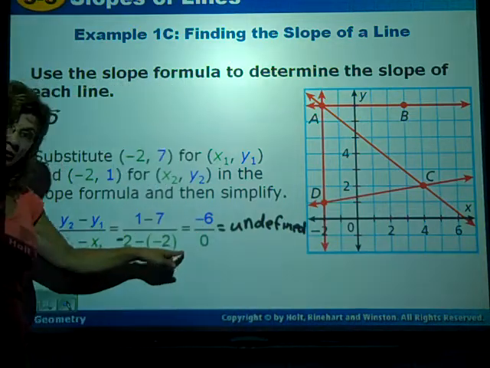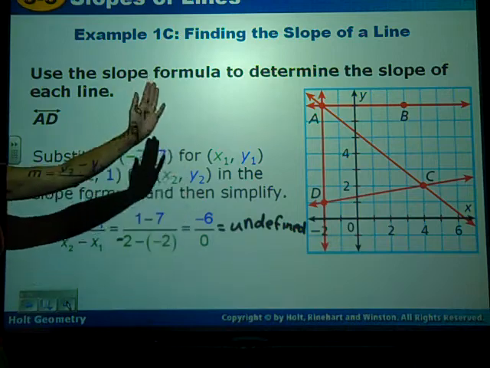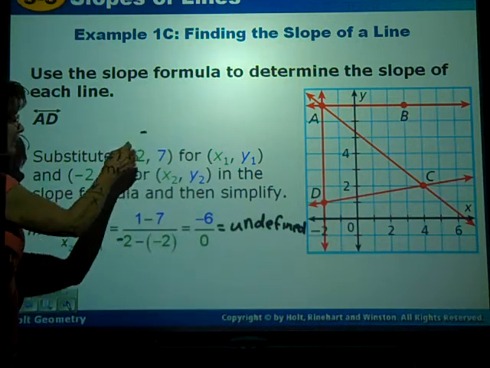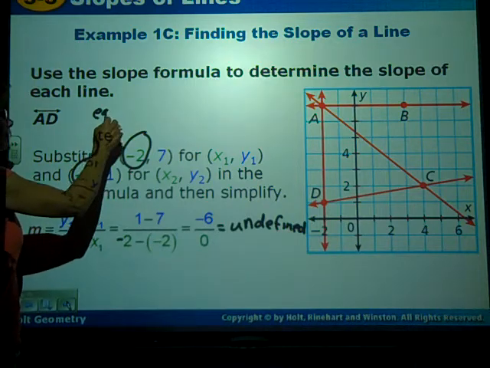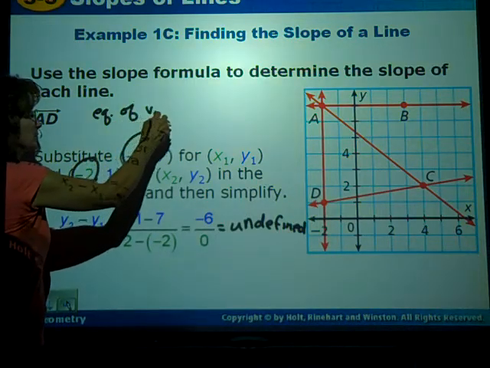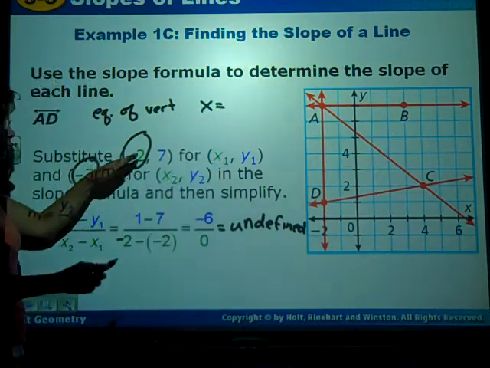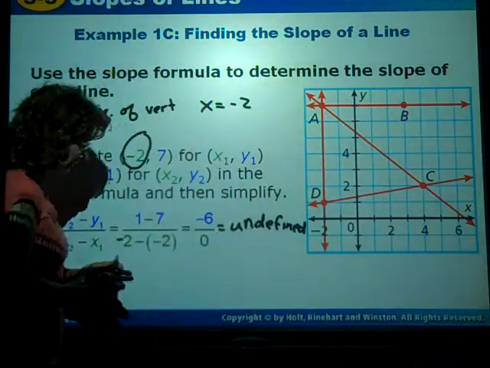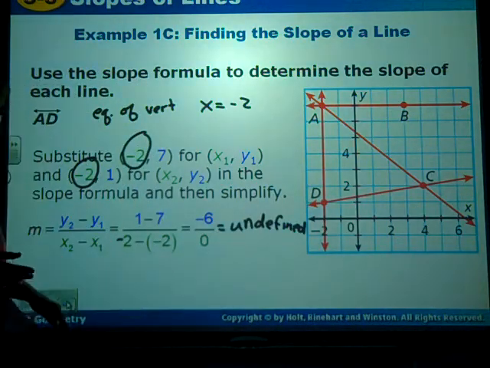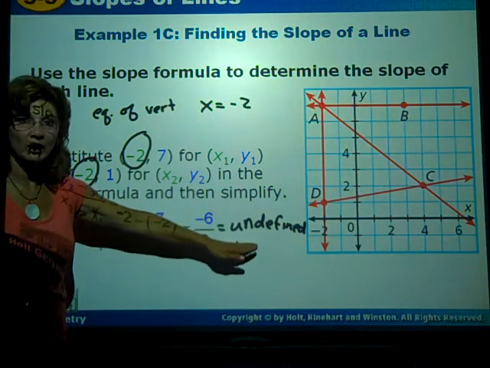So anytime you have 0 in the denominator, slope is undefined, and that's a vertical line. And you notice what they've got in common is the negative 2. So the equation of any vertical line is going to be x equals whatever this constant is, in this case negative 2. So that's the equation of that line. All the points on it have x equals negative 2. And the slope of the line, we call it undefined.